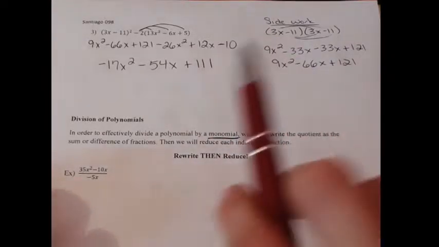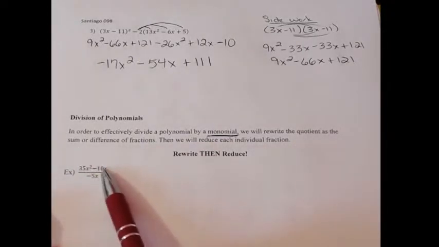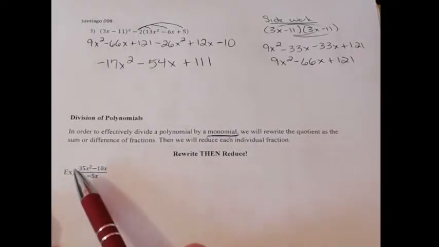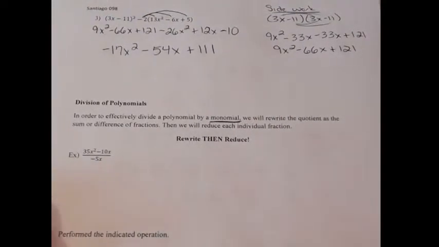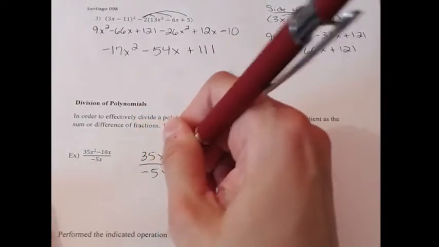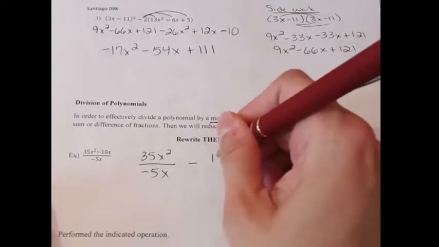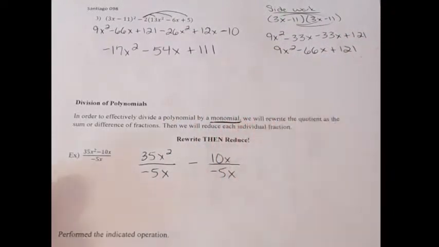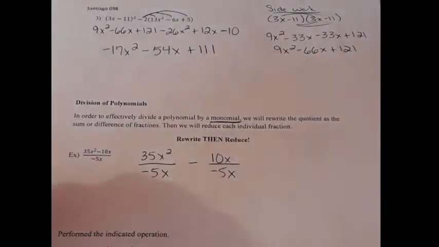Here's how it works. Notice I have in my numerator a binomial, 35x squared minus 10x, divided by a monomial, negative 5x. I'm going to start this off by writing 35x squared over negative 5x, and then minus 10x over negative 5x. Notice how I have rewritten this problem so that each term is being divided by the monomial. Once I have rewritten the problem, I then can look at each fraction and reduce them carefully.